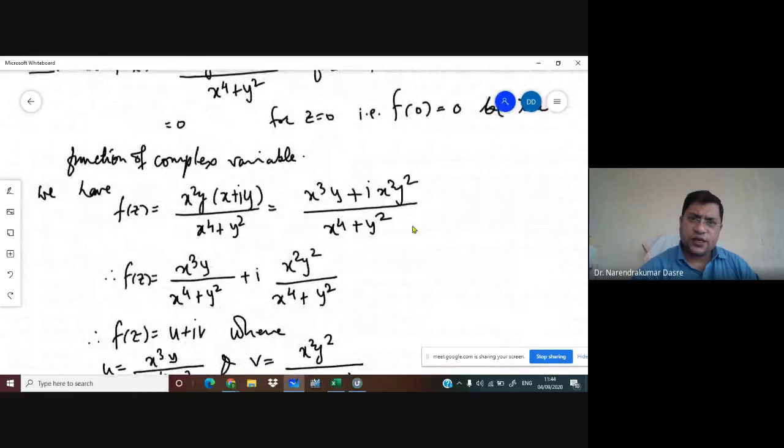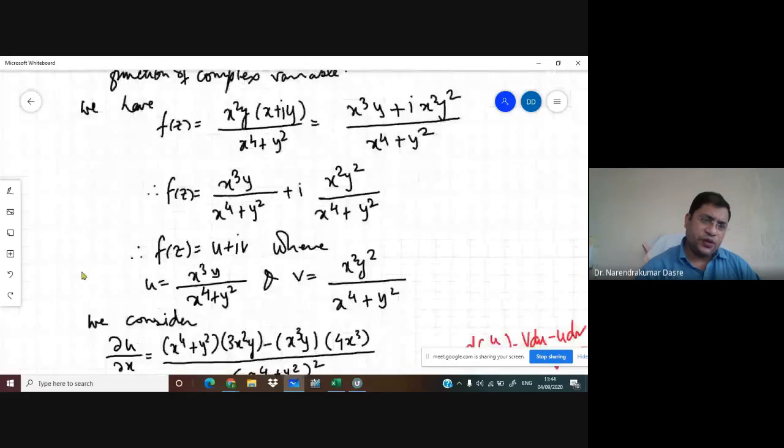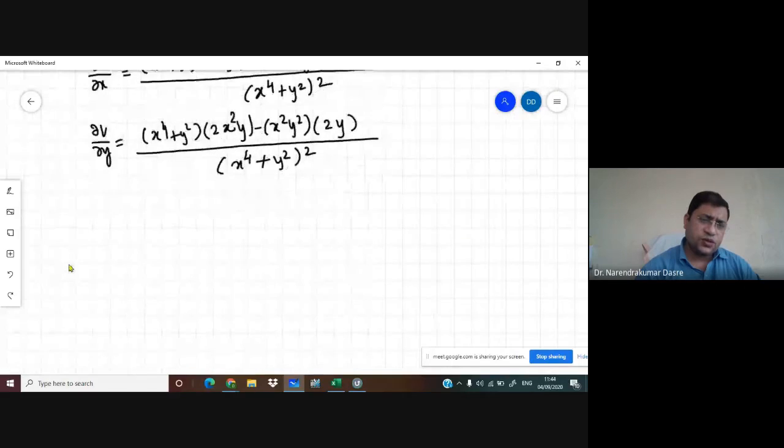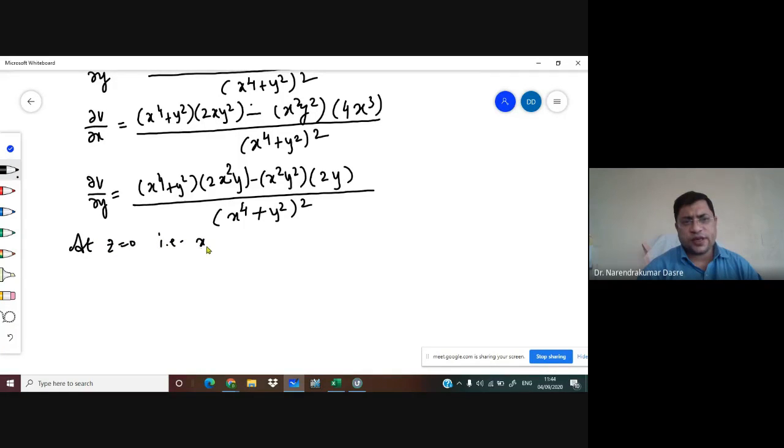But we have to consider where we want to find out the analyticity of this function, at z is equal to 0. Okay. So we want to test what happens at 0. So what will happen at z is equal to 0? That is, what is the case you will be having? x will be 0, x is equal to 0 and y is equal to 0.